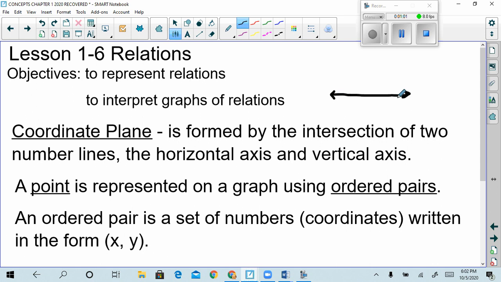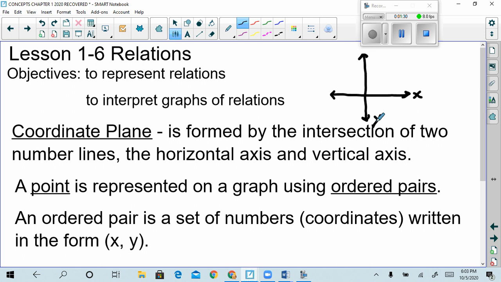But if I take a second number line and turn it on its side like this, I now have a coordinate plane. I have my x-axis and my y-axis. And I'm sure you've done some graphing on a coordinate plane before. We'll talk about the quadrants, we'll talk about x and y intercepts, we'll do that all in class. But for the time being, let's remember that the coordinate plane is just formed by those two intersecting number lines.